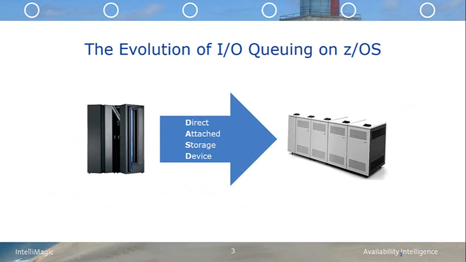In the early days, DASD was connected typically to a single host only. Consequently, it was easier to manage and easier to see what was going on with the I/O. You could use host-centric reporting to identify any I/O queuing.